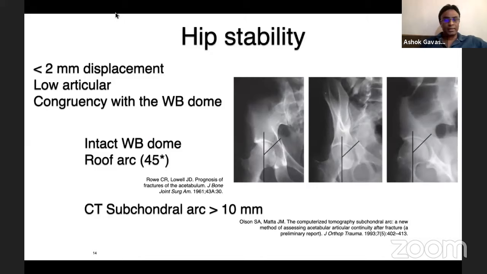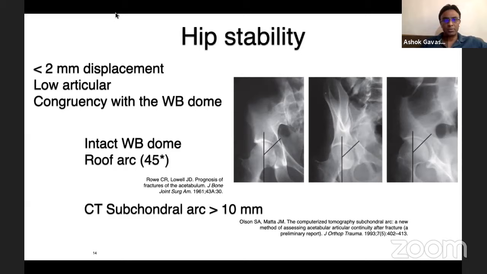to be treated conservatively. And they extended this concept to the CT scans, where if you have an intact subchondral roof arc of greater than 10 mm, when you run from cranial to caudal on the axials, then it corresponds to an intact roof arc of 45 degrees. So if you have the hip stable enough, then these fractures can be conserved, provided there is not much displacement, especially at the tectal level.